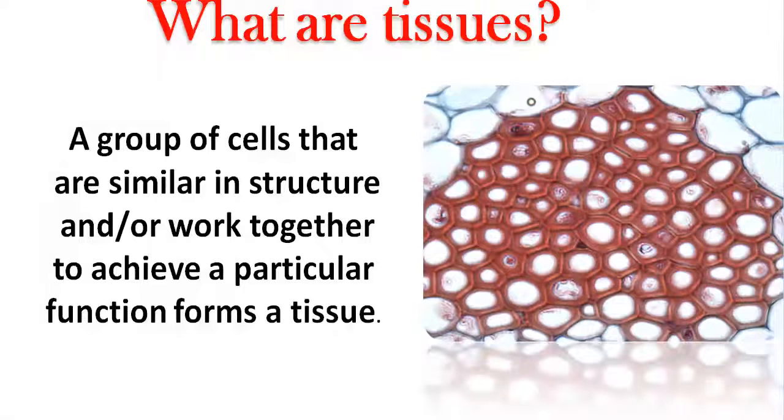Tissues are groups of cells that are similar in structure and they work together to achieve a particular function. Simple organisms are made of only one type of cell that performs all the functions. On the other hand, complex organisms have different cells performing different functions.